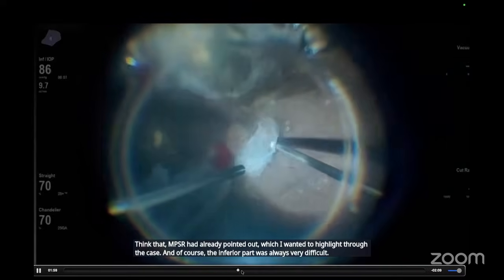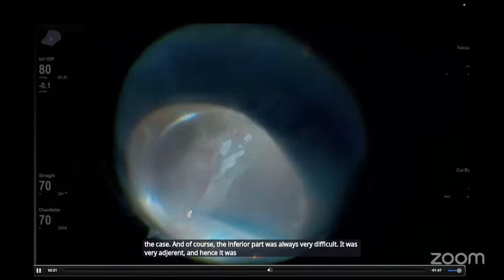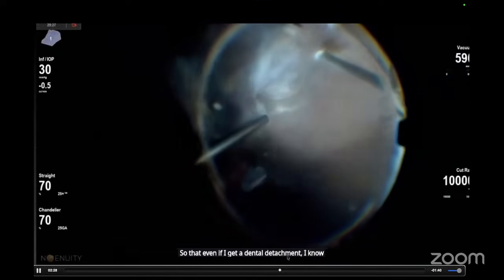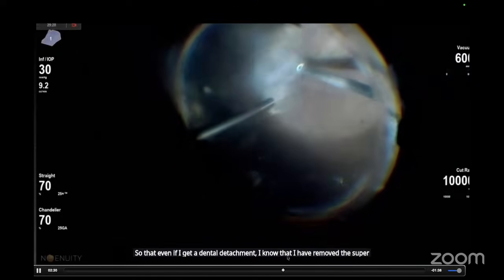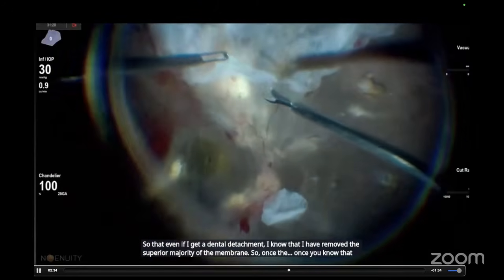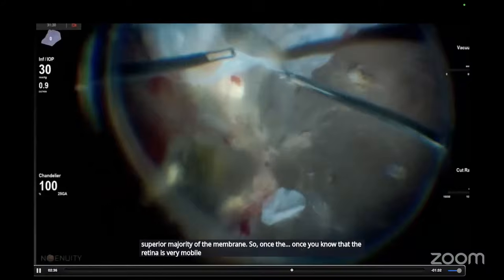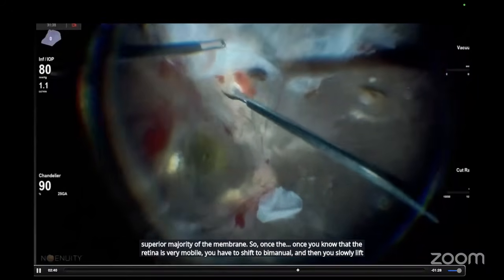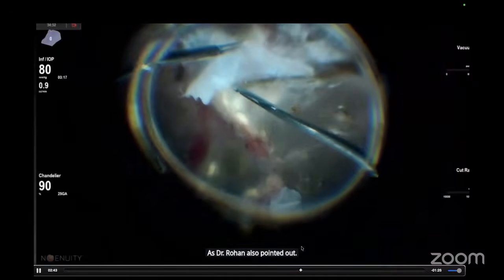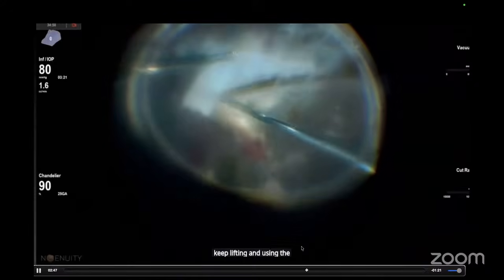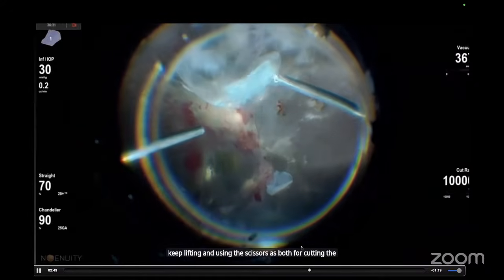And of course, the inferior part was always very difficult. It was very adherent, and hence it was dealt with at the last, so that even if I get a retinal detachment, I know that I have removed the superior majority of the membrane. So once you know that the retina is very mobile, you have to shift to bimanual, and then you slowly lift, and as Dr. Rohan also pointed out, you find these pegs, you cut, and you keep lifting, using the scissors both for cutting the pegs as well as for blunt dissection.